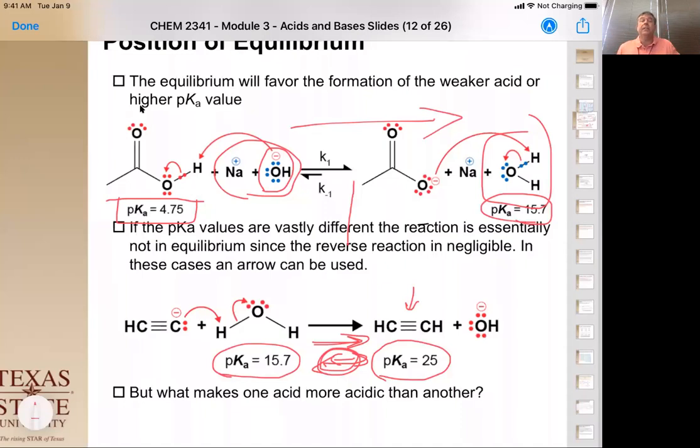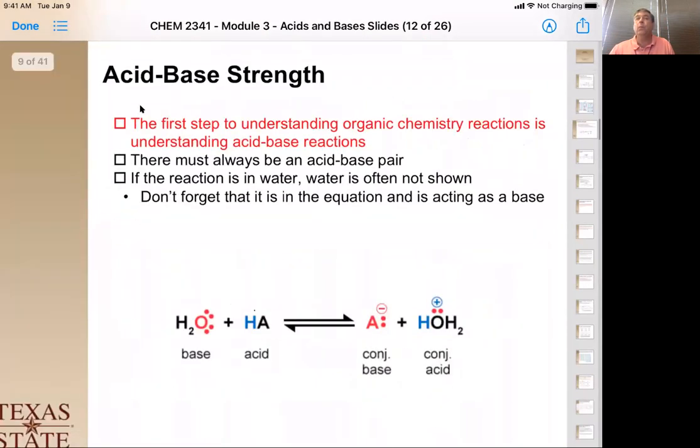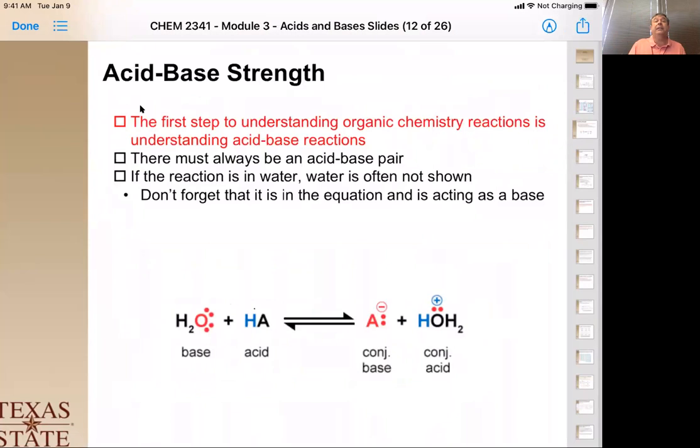All right. So now let's talk about what makes things stronger or weaker, and as far as the acid goes. Okay. So the reason we want to look at this is that we want to see the different ways of seeing whether or not your reaction is going to go or not, okay? Because you're always going to want to go to the weaker side, so you have to identify which they are, okay? So the first step in understanding the acid-base reaction is there must always be that acid-base pair, okay?